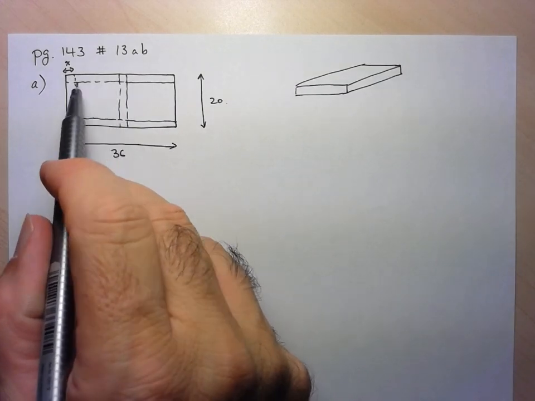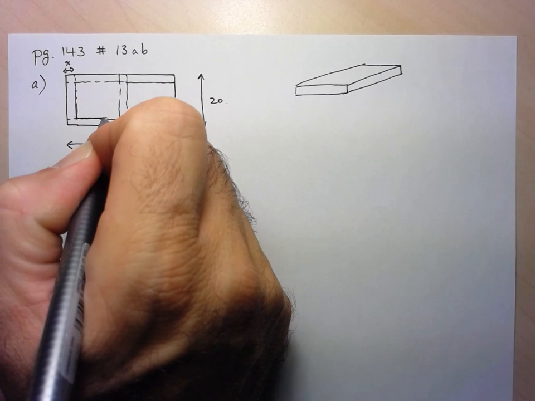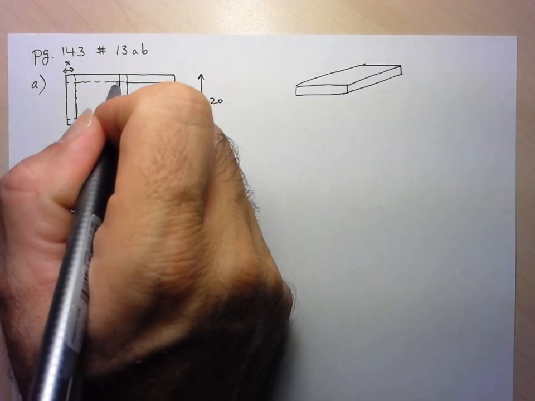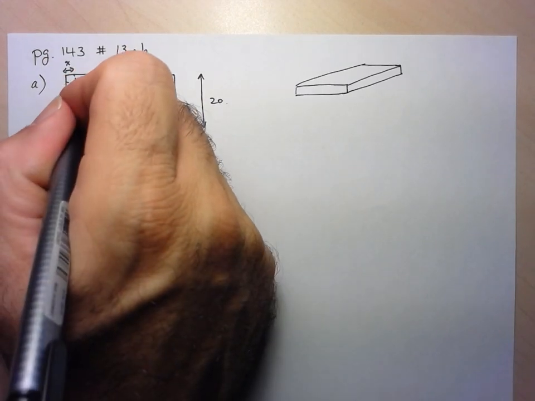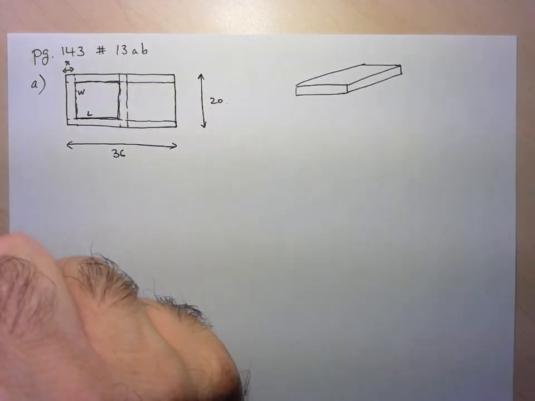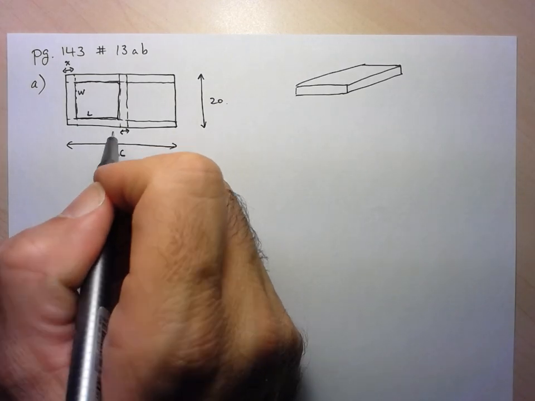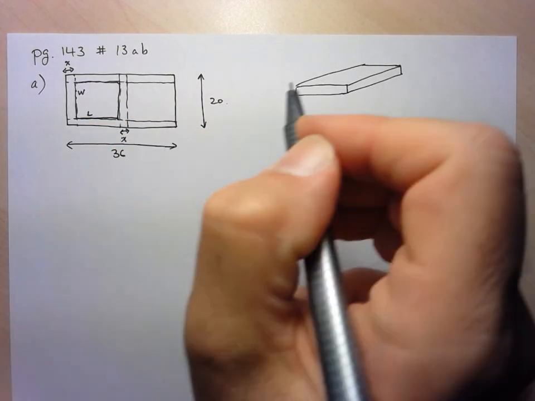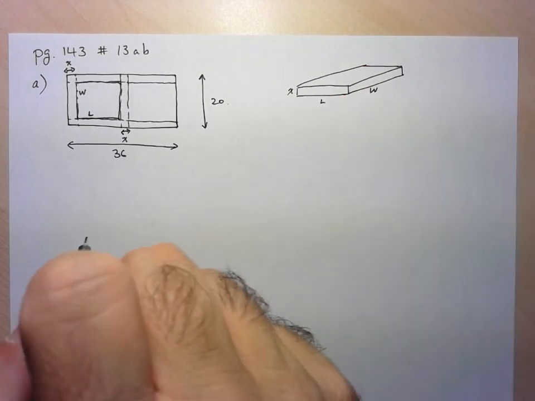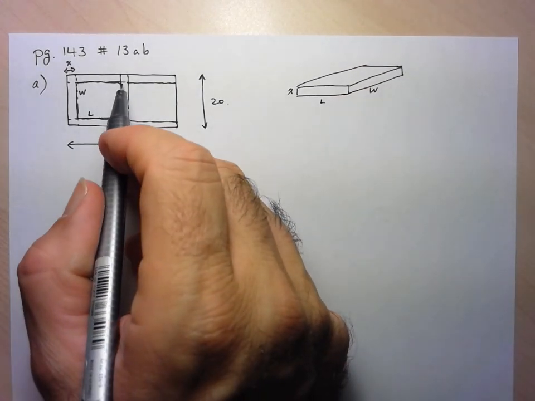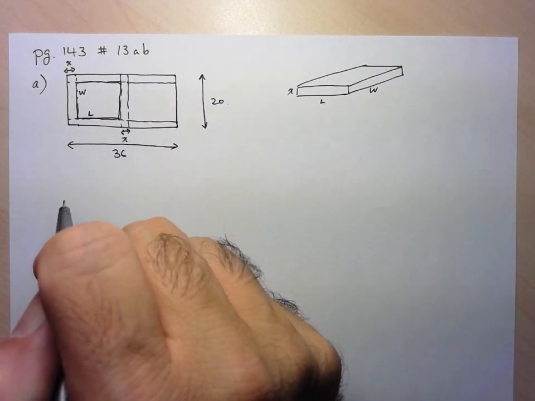So first of all, let's realize that this here is going to be the base of the box that you're forming. So this is going to be the length and this is going to be the width of the box. And this little portion here, which is equal to x, is going to be the height of the box. So here we have x, here we have our length and width, okay? And then these portions here become the sides of the boxes.